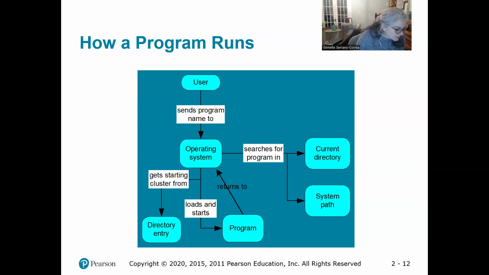Then when the process ends, it is removed from memory. So that block of memory is deallocated and available for another program.